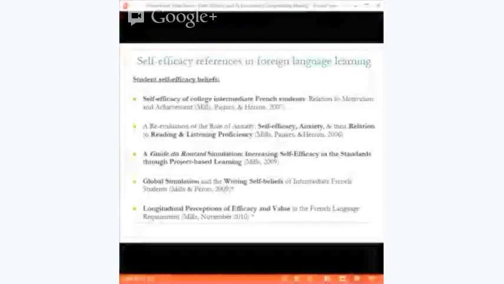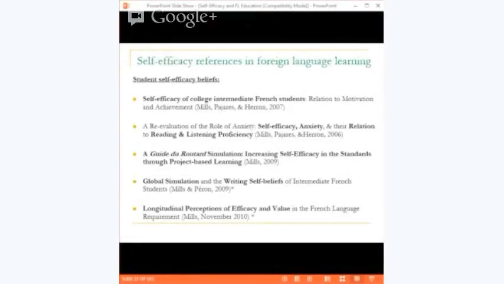Another area, and one that I'm going to highlight today, is global simulation and the writing self-beliefs of intermediate French students. This was a study I conducted with a colleague of mine at the University of Pennsylvania, Melanie Perron. And then longitudinal perceptions of efficacy and value in the French language requirement. This is the longitudinal study in which I followed students from the beginning level courses through the end of the intermediate level to see how their self-efficacy had evolved in the standards of foreign language learning.